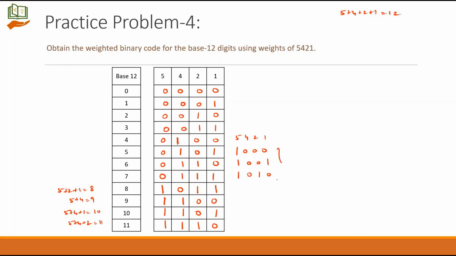So these three codes can have a change because there is a possibility of assigning 1 in this place. If they ask you a question, is this possible in a 5, 4, 2, 1 code to get 5? You can say yes, it is possible, because when you multiply 5 into 1 and the remaining is going to be 0, you will get 5 in decimal. So this is the weighted binary code for the base 12 digits.